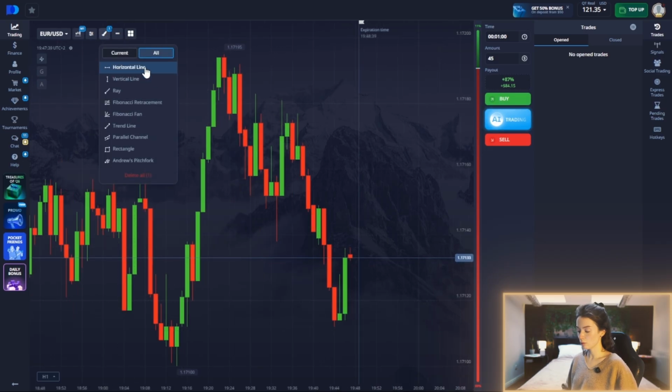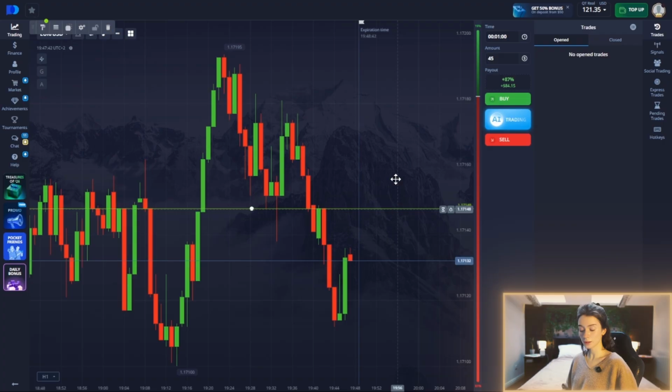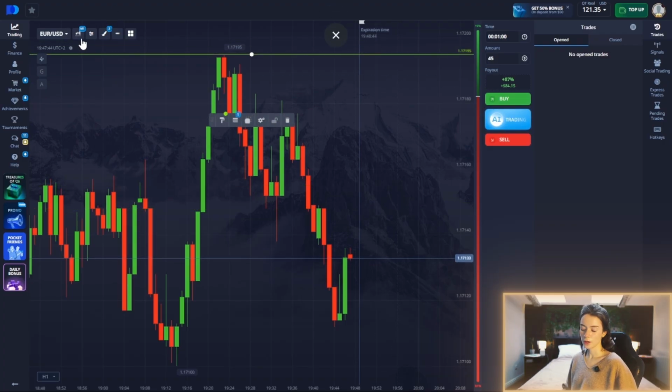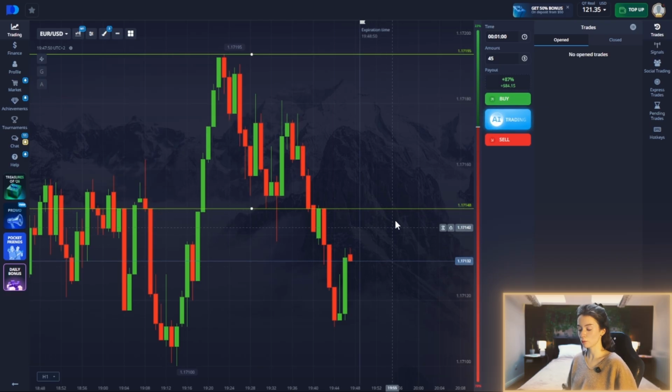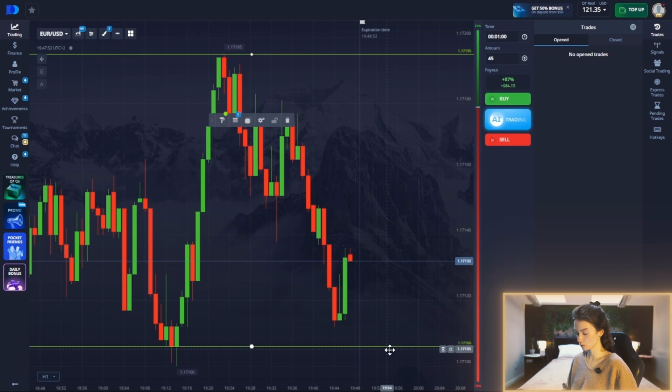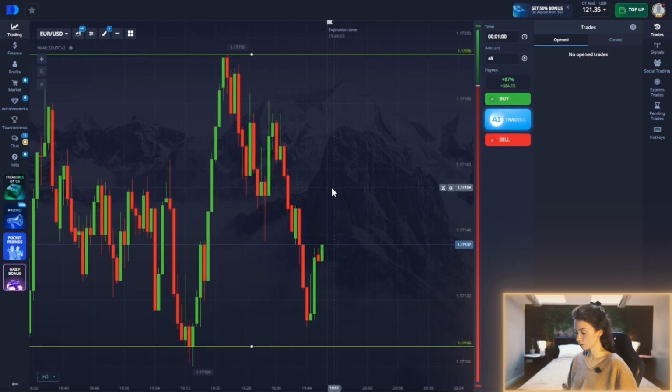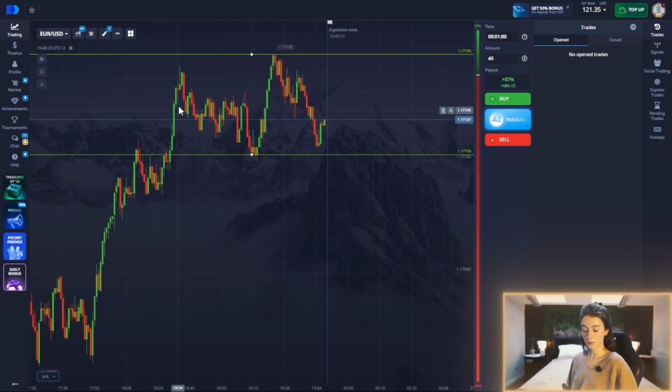I immediately mark all levels. This is useful. Later, when trading the same pair, you'll see how the situation changed and recognize patterns. This is very important. What do we see here? A correction after an uptrend.